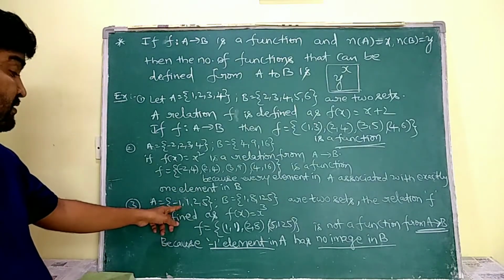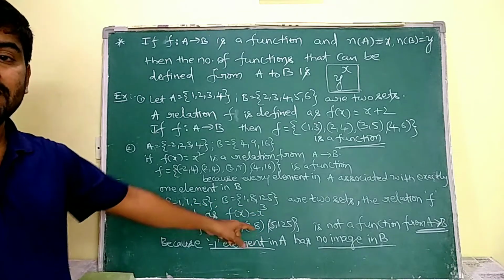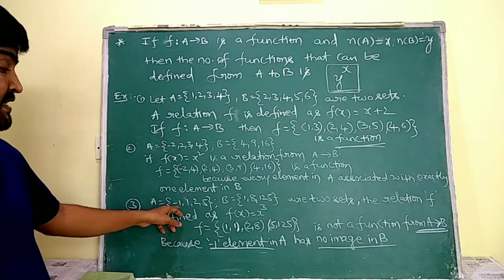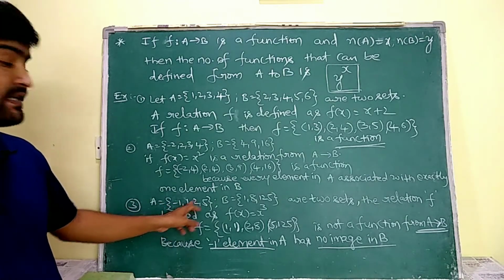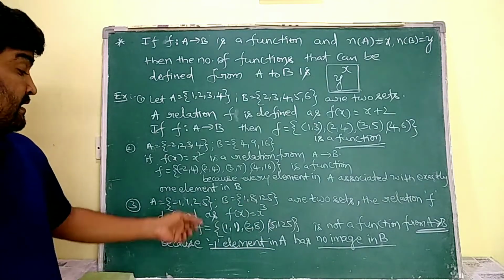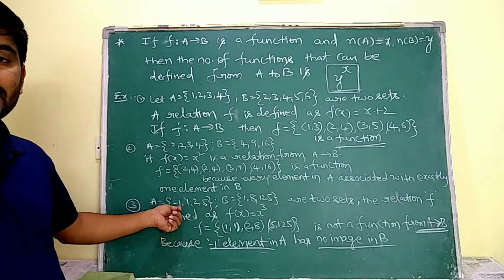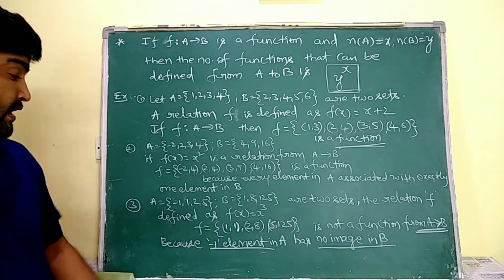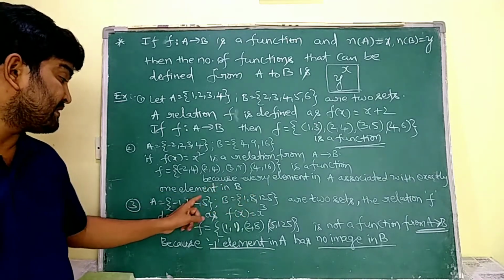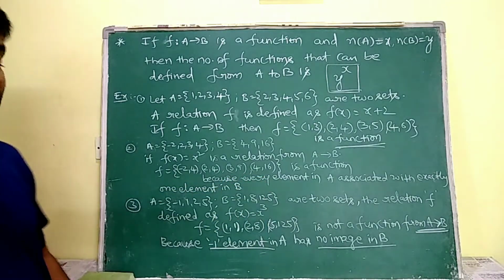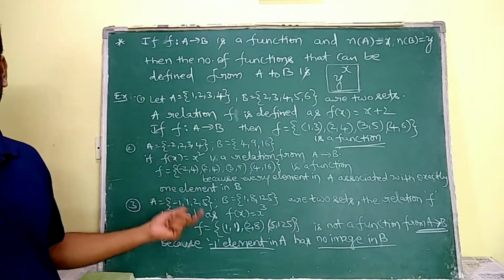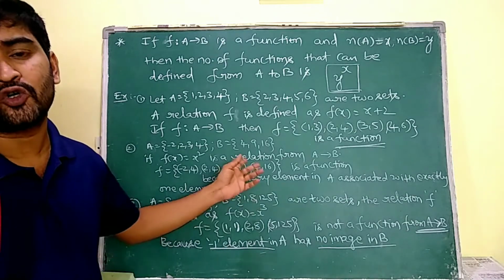See, if I substitute -1 here, then -1 whole cube is equal to -1. But the image of -1 is -1, and that -1 is not in the set B, that means not in the codomain. So for the element -1, there is no image. Find the rest of the elements. For 1, 1. For 2, 8 is the image. For 5, the image is 125. But for the element -1 in the domain A, there is no image in the codomain B.